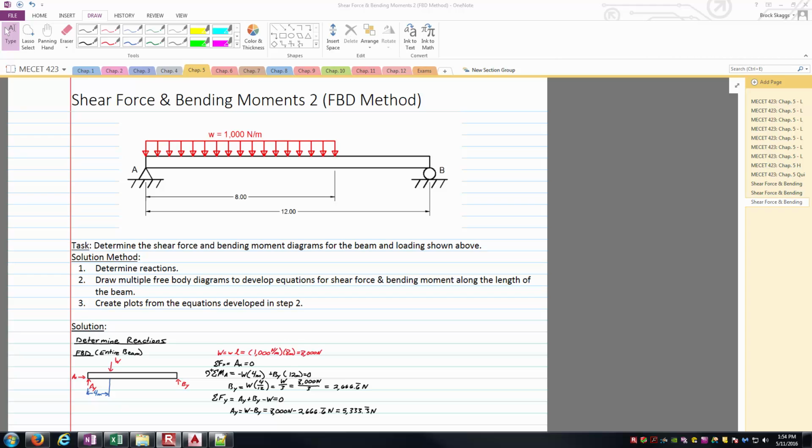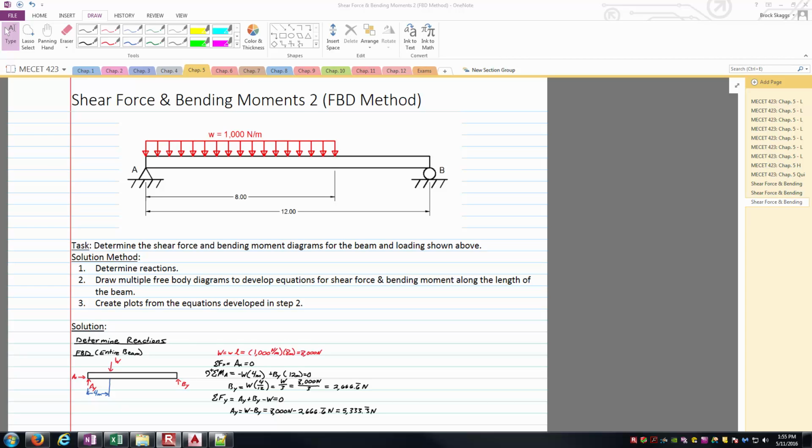Our ultimate goals are still to be able to draw the diagrams and come up with the equations to describe the curves or lines that are happening on the diagrams. But here we're going to use a series of free body diagrams. And so the idea is we'll first have to determine the reactions, which I've already done and have on the screen now, and I'll let you peruse that at your own will.